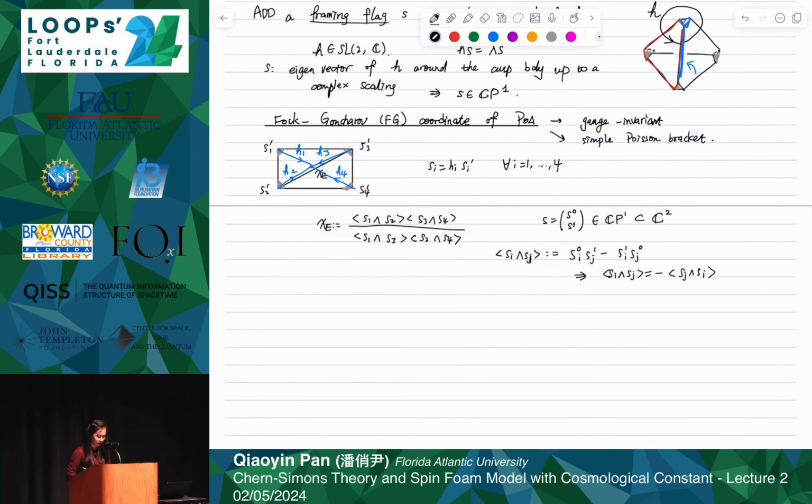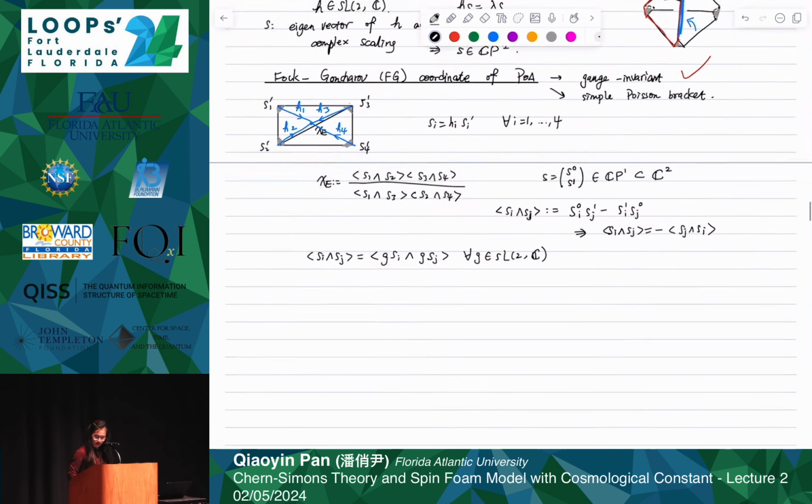And this inner product has a nice property: it's gauge invariant. So if I parallel transport s_i with g, and parallel transport s_j also with g, then the inner product is the same for any g in SL(2,C). So if I use this inner product to define a coordinate, of course it's gauge invariant. So we see the first nice property.